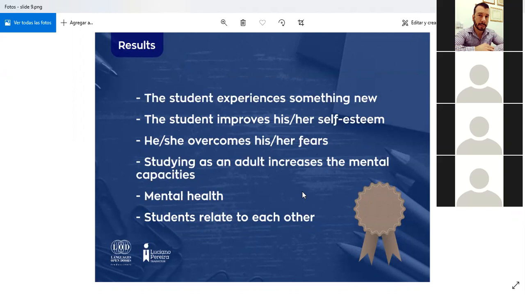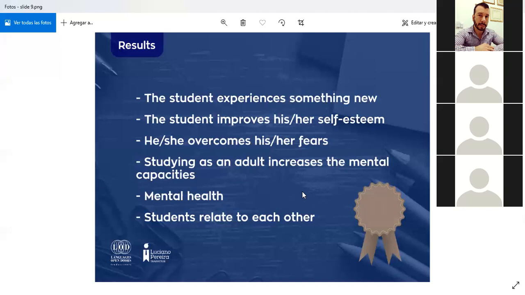Point 2, the student improves his self-esteem. Of course, once the student realizes that he is able to learn a new language and that he is able to communicate in a new language, in a new system, he sees that he's capable of doing what he wants. His confidence appears. He feels more confident now. He is happy with himself.